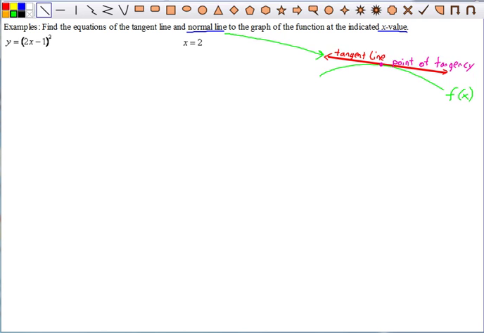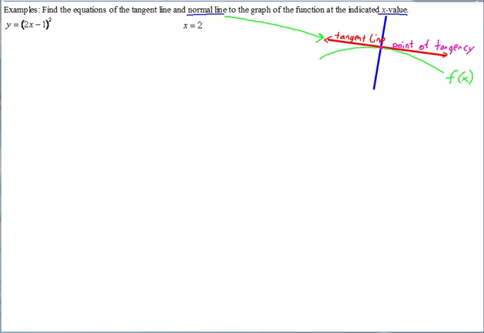And the normal line still goes to the point of tangency, but it's actually perpendicular to the tangent line. So the normal line is something like that, where those are at a right angle.